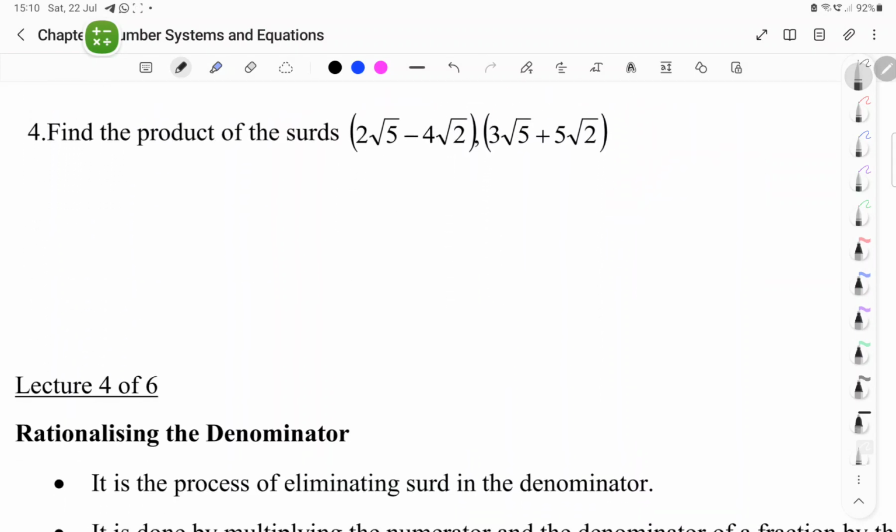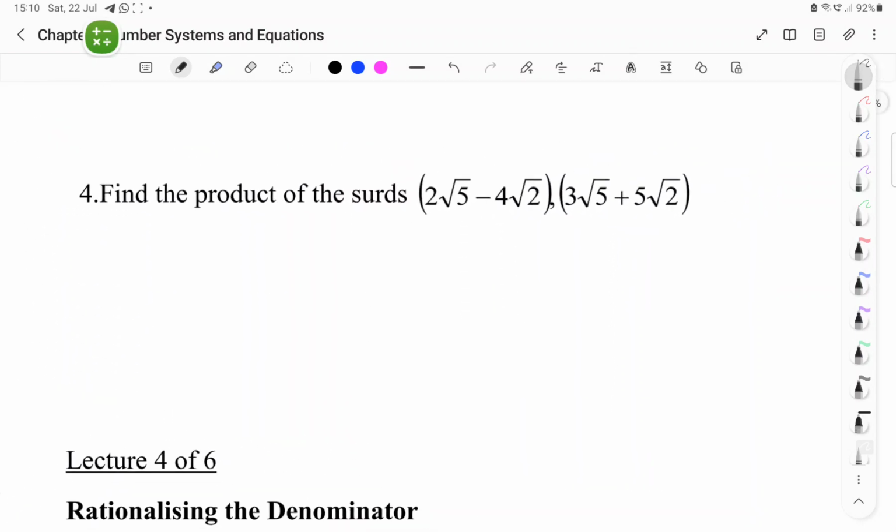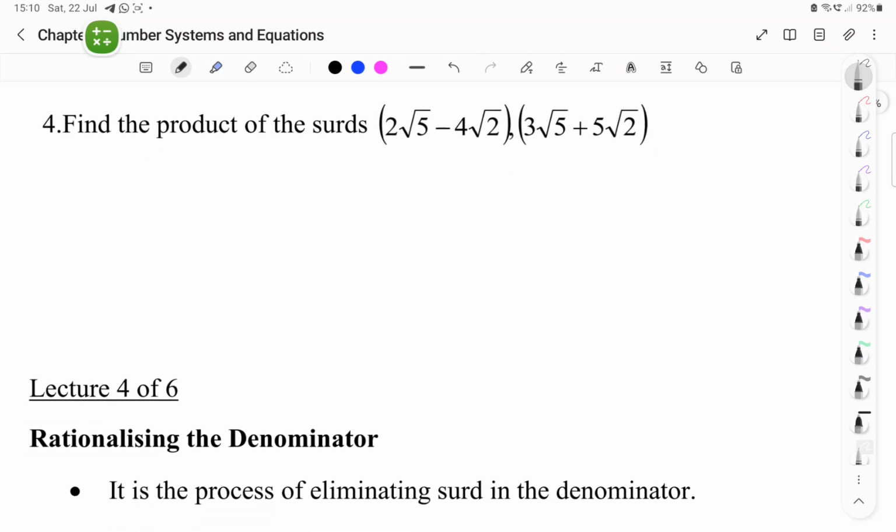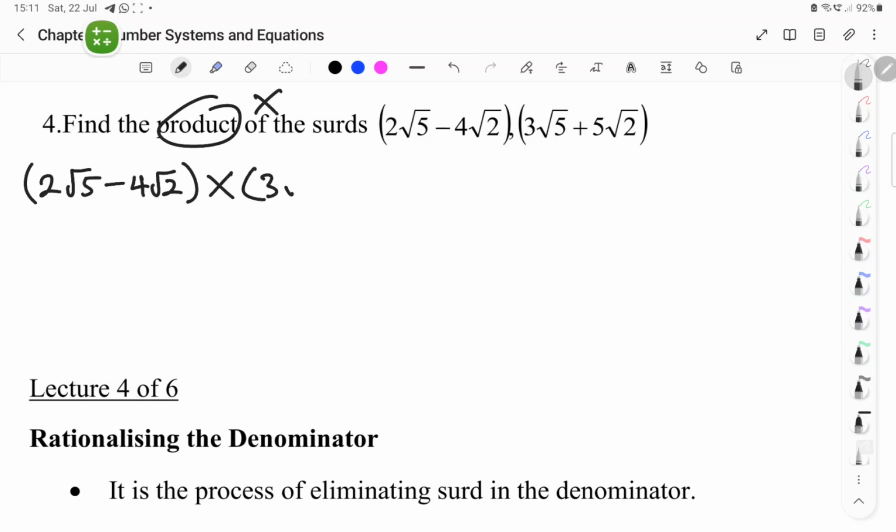Okay, next. Find the product of the surds given. Okay, so it's 2 square root of 5 minus 4 square root of 2. Okay, put them in a bracket. And then product, right? Product we have to multiply. And then the second bracket is 3 square root of 5 plus 5 square root of 2. Okay, let's expand them. This is like the previous example, I guess. So we just expand like this.